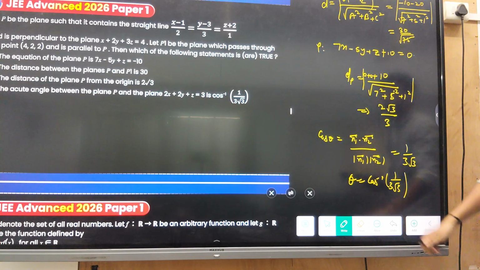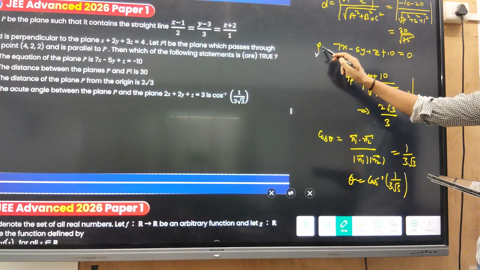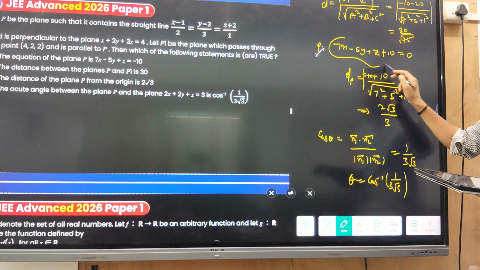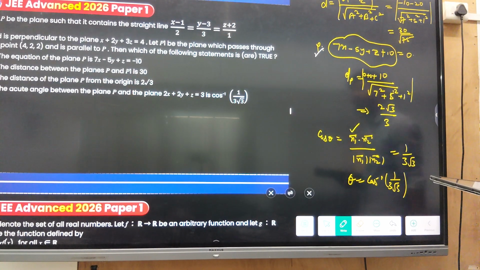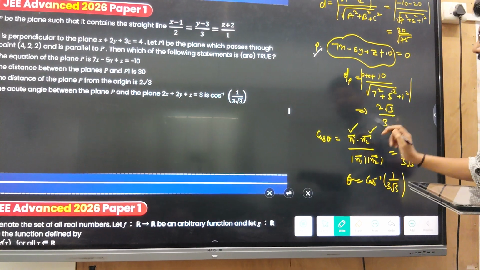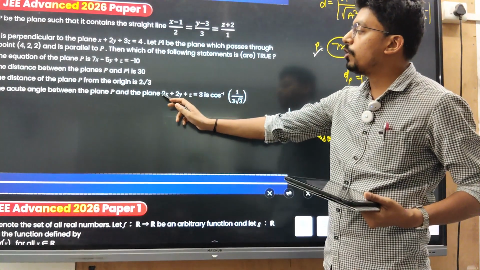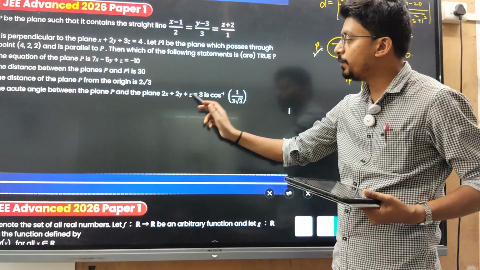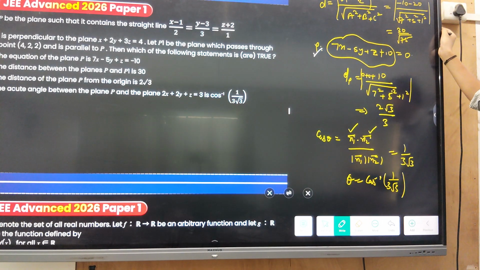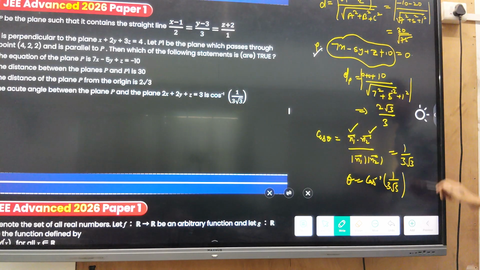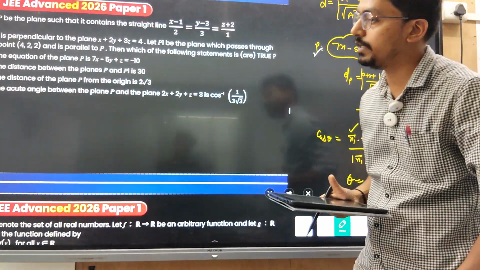We already know the equation of plane P. So we know the normal 7i cap minus 5j cap plus 1k cap. So we know the n1 vector. For the n2 vector, we know the normal vector 2i cap plus 2j cap plus k cap. So we can easily find the angle between these two normals. That will be the angle between these two planes. So option D is also correct. So in this question, option A and option D will be correct.